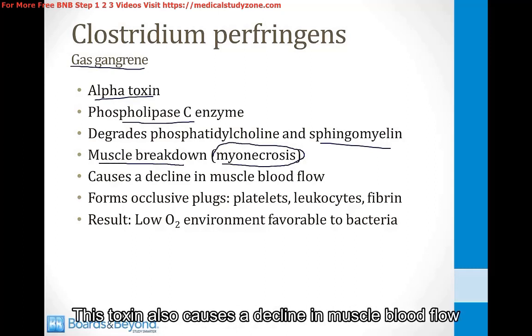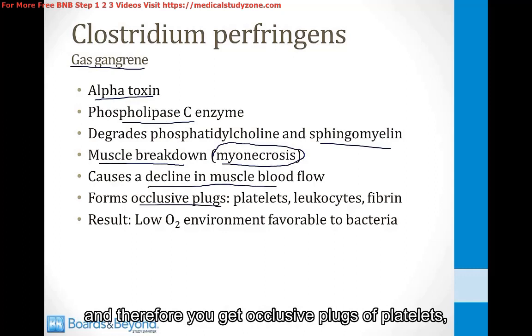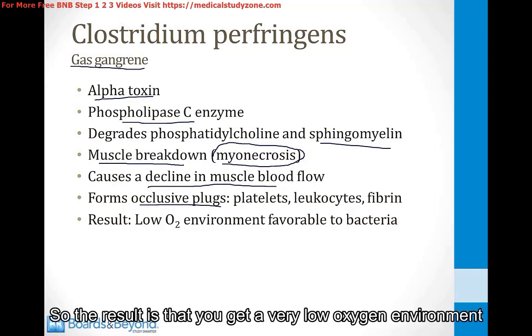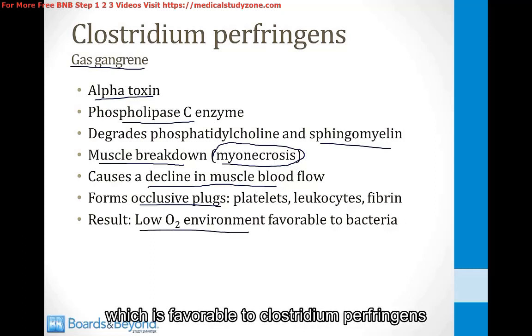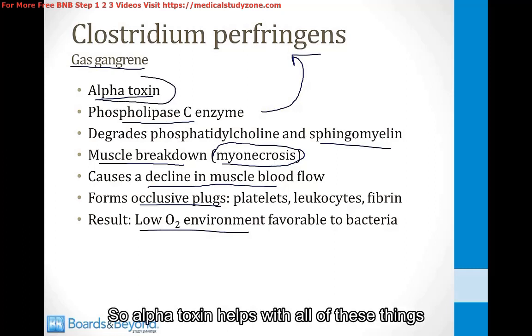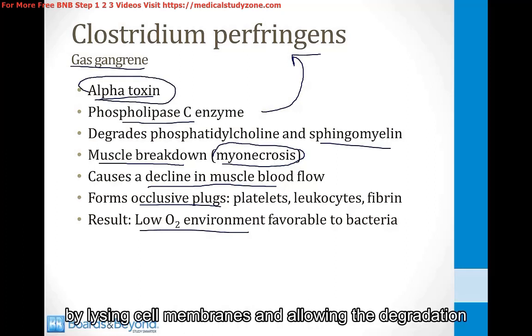This toxin also causes a decline in muscle blood flow, and therefore you get occlusive plugs of platelets and white blood cells and fibrin. So the result is that you get a very low oxygen environment, which is favorable to Clostridium perfringens because it is an anaerobe. So alpha toxin helps with all of these things by lysing cell membranes and allowing the degradation of muscle cells to occur.